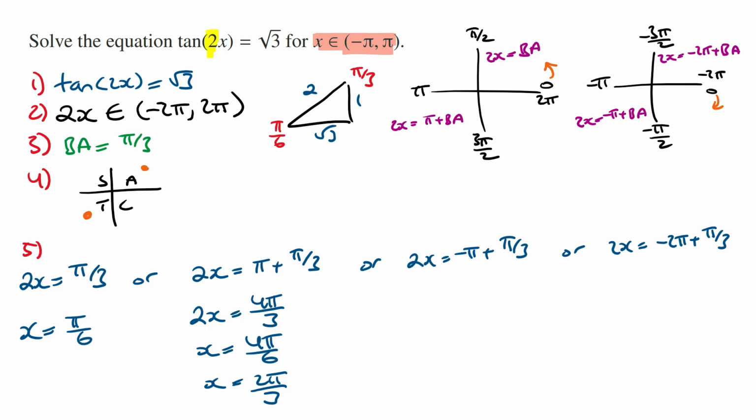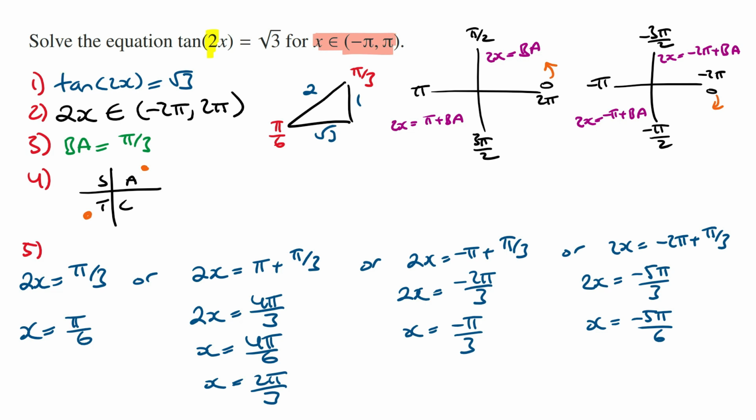For the third equation, we're going to get 2x is equal to minus pi plus pi on 3, which is equal to minus 2 pi on 3. Dividing both sides by 2, x is going to equal minus pi on 3. And for the last equation, we're going to get 2x is equal to minus 2 pi plus pi on 3. This is going to equal minus 5 pi on 3. Dividing both sides by 2, we're going to get x is equal to minus 5 pi on 6. And that's it for this question.